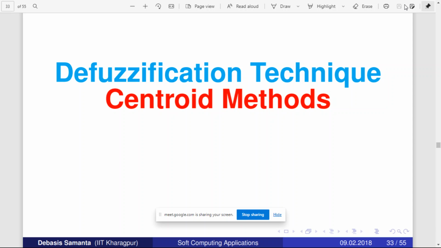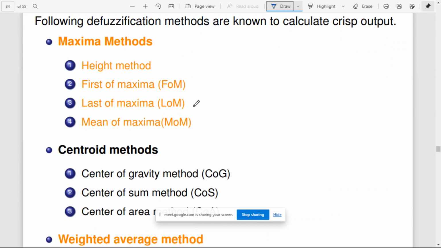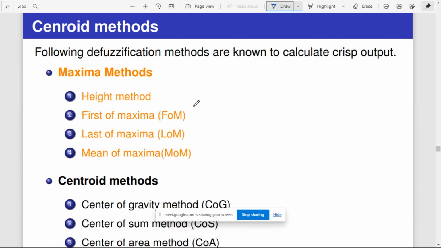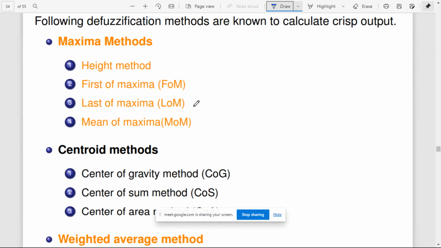Basically in this lecture we will be discussing centroid based defuzzification techniques. The defuzzification techniques that we are going to discuss can be broadly classified into three categories. One is called the maxima method, the other one is the centroid method, and the other one is the weighted average method.